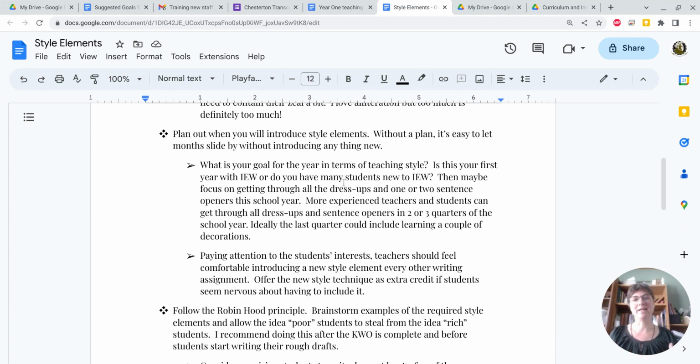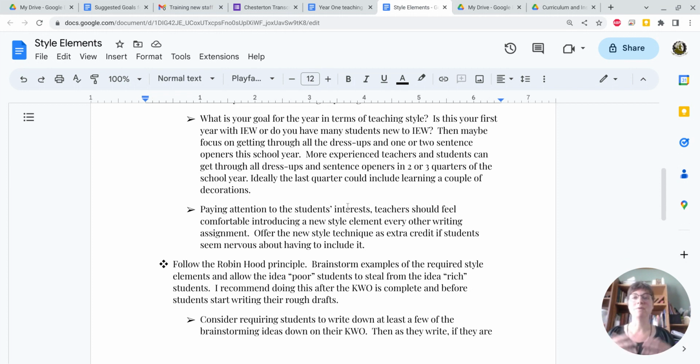Okay, so you really want to plan out how you're going to introduce style elements throughout the year. Without a plan, it's really easy for assignment after assignment to slide by and nothing new being taught or practiced. So ask yourself a couple questions. One would be, what is your goal for the year in terms of teaching style? So that whole idea of start with the end in mind. By the end of the upcoming school year, what are the style elements I really want my students to have at least had a chance to practice? Okay, remember, this is not about perfection, but opportunities for them to practice these things.